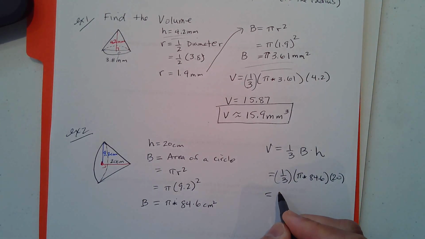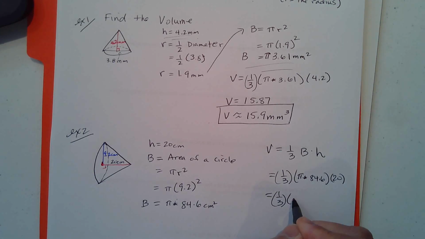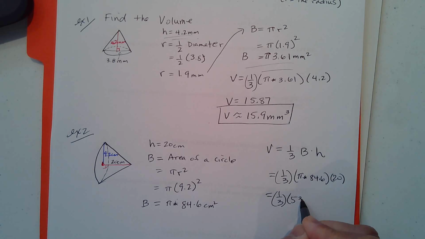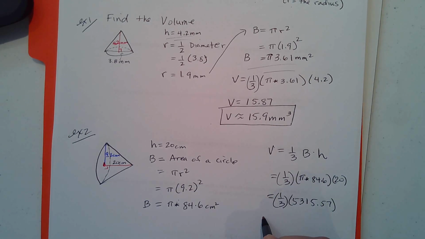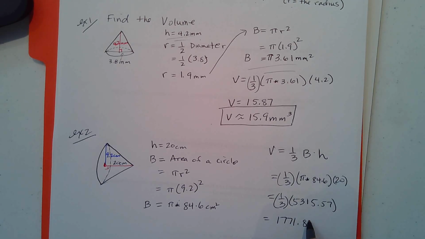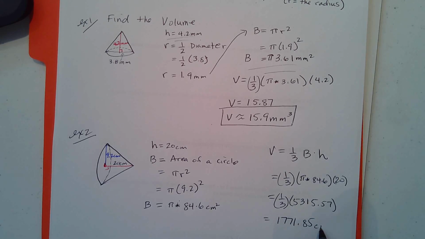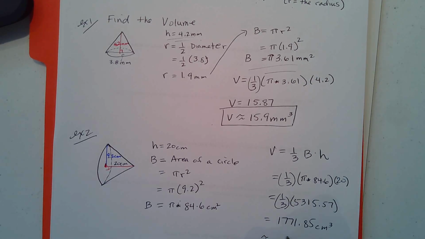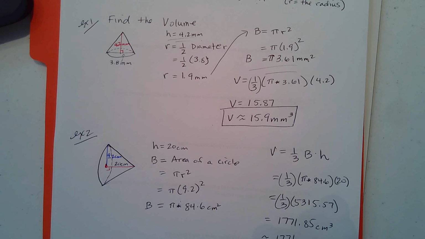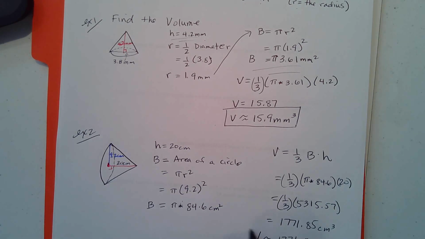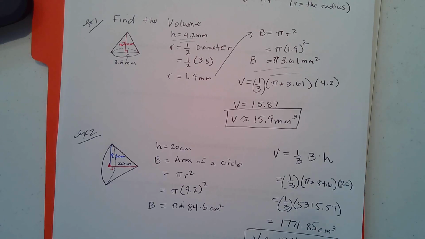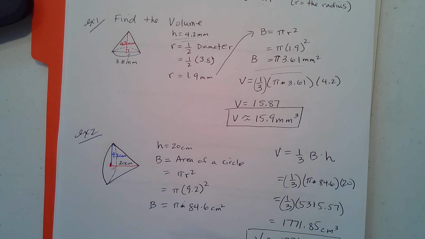This will give us 1/3 times 5315.57, which is 1771.85 centimeters cubed, which is roughly 1771.9 centimeters cubed. This is the volume for this cone.